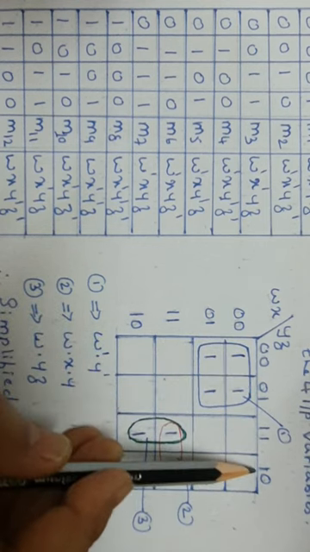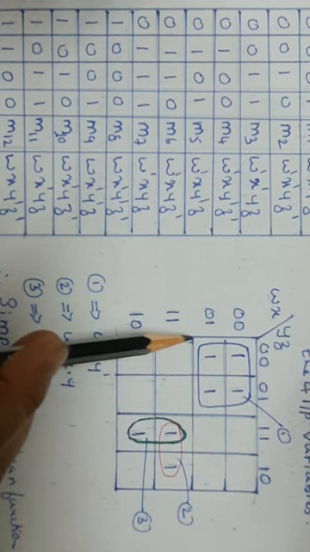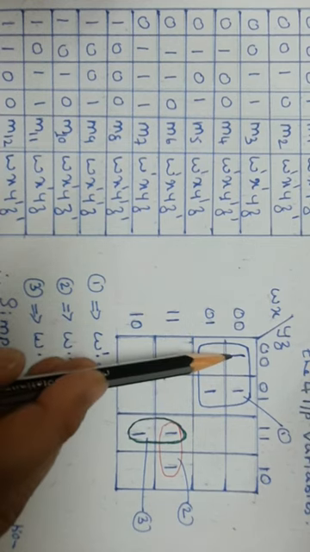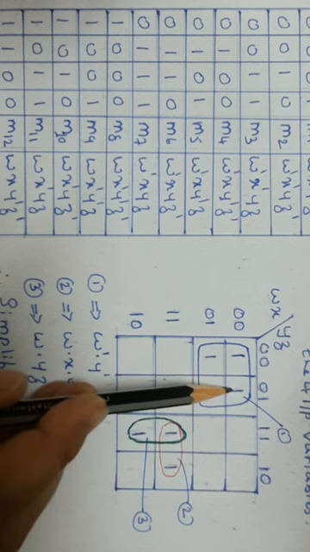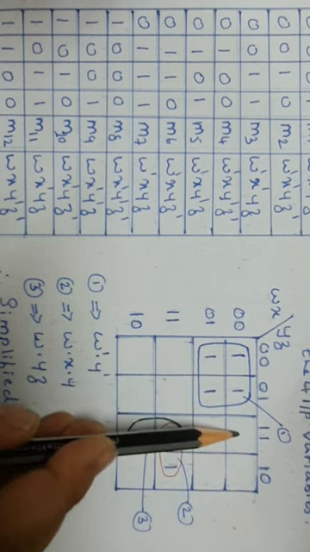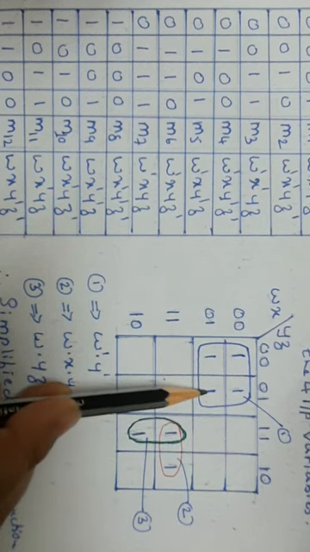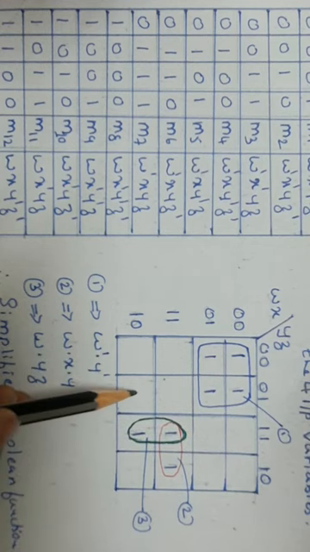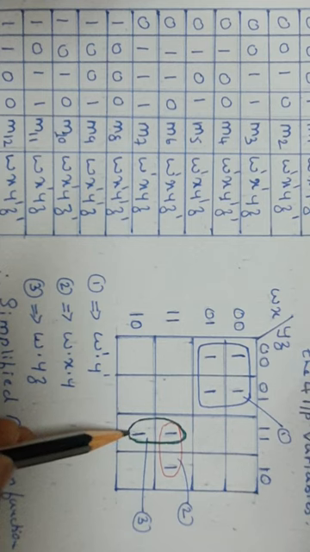After writing these, we have to fill in the minterms. Which minterm is present in the Boolean function? 0 is present, hence 1 here. Minterm 1 is present, 1. 2 is not present, 3 is not present, 4 is present, 1. 5 is present, 1. 6, 7, 8, 9 are not present, 10 also not present, but 11 is present.